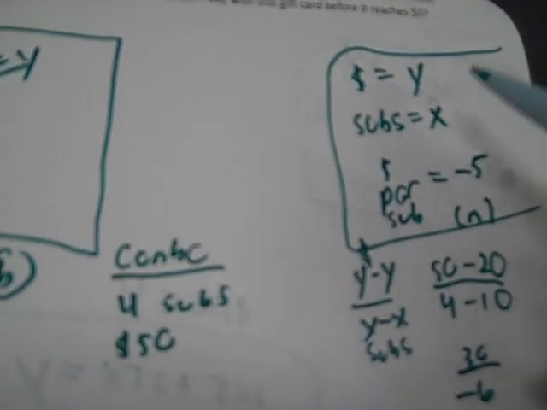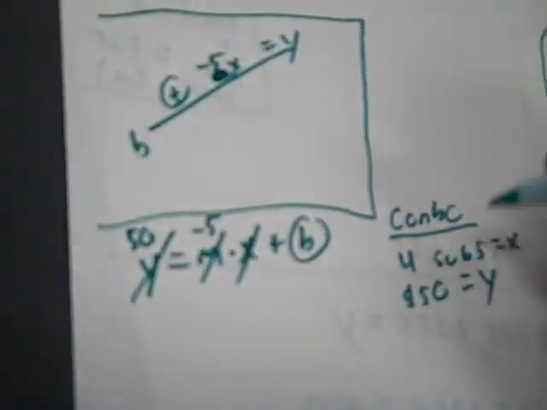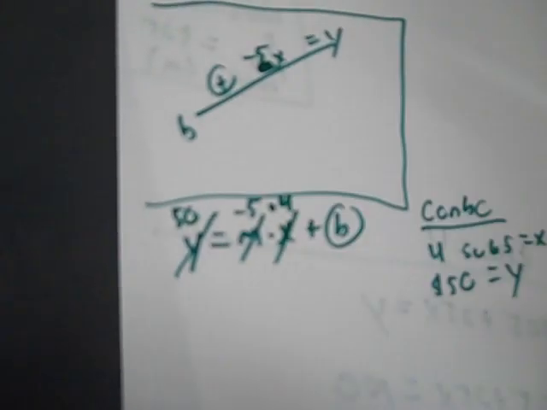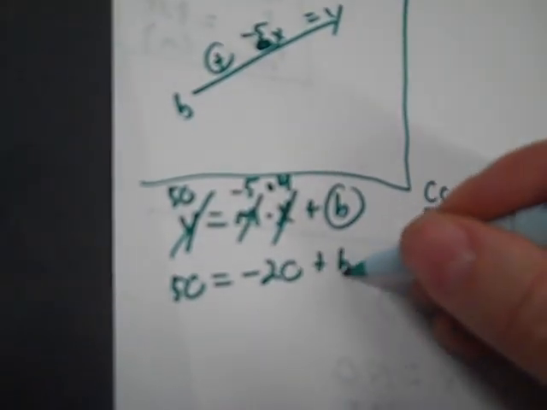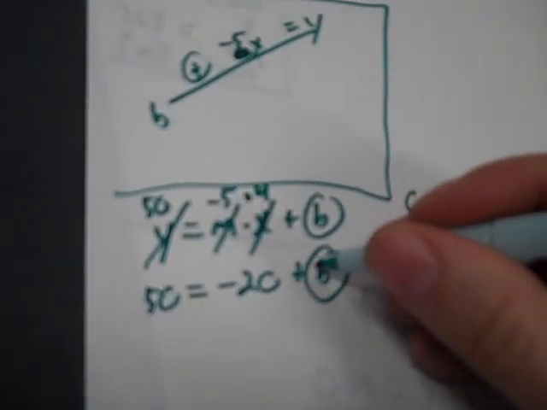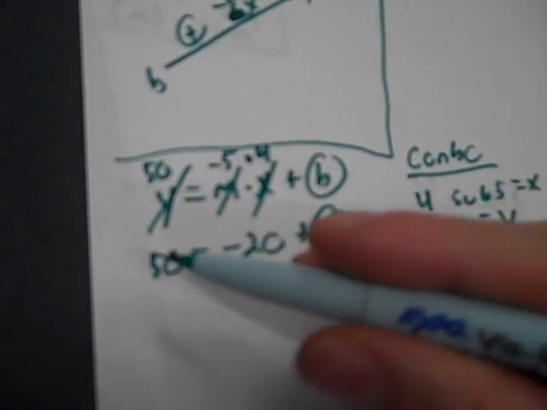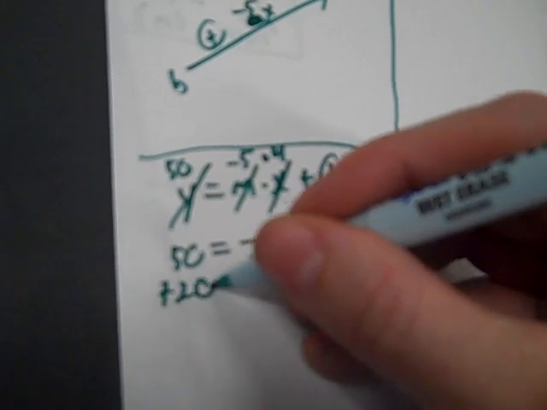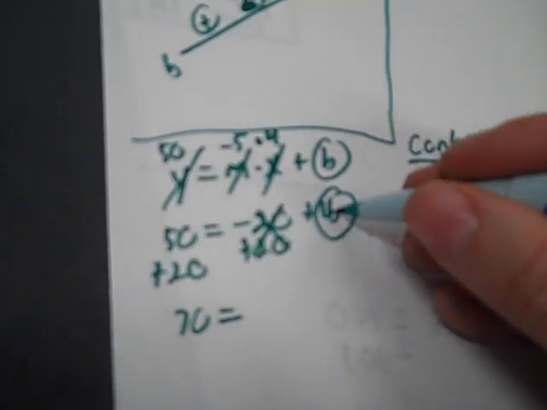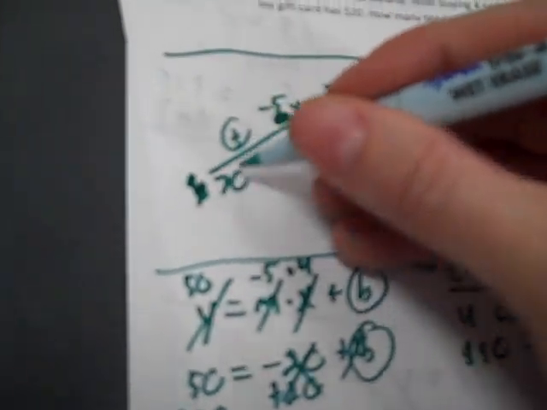So subs is X. Money's Y. So $50 is Y, and then I take my negative 5 times 4, and that's negative 20, plus B. Remember, your B is multiplied by 1, not 20, so you don't have to divide. You just have to move the 20 with the 50 by adding it. 70 equals B. You don't need to divide by 1. So my B is 70.